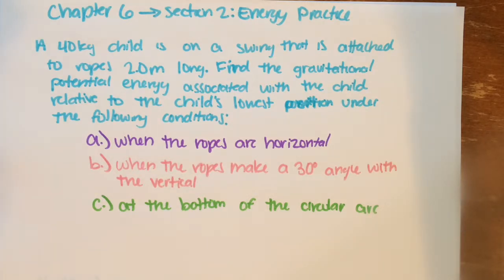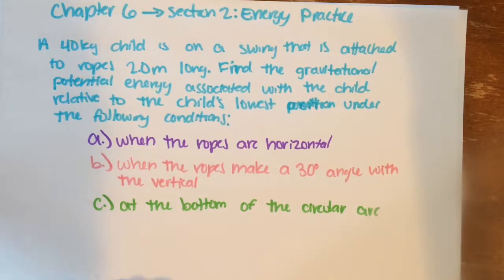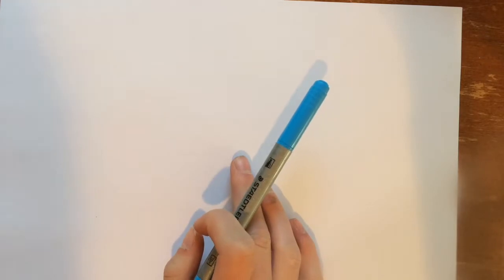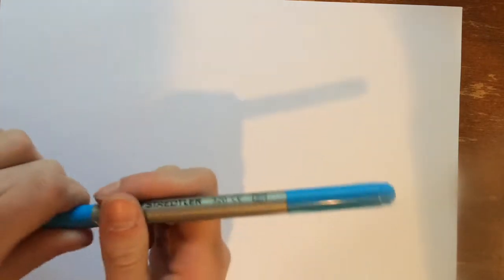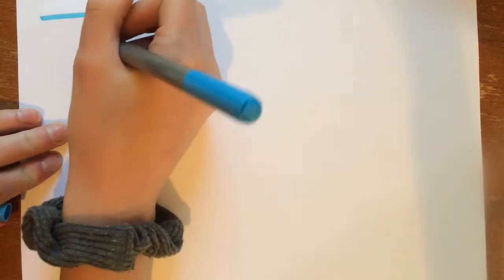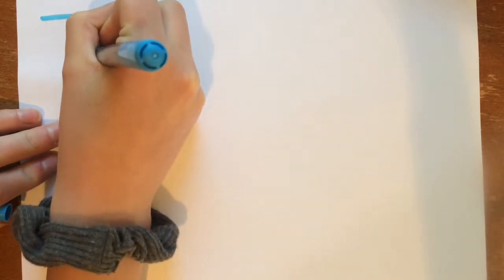B. When the ropes make a 30-degree angle with the vertical. And C. At the bottom of the circular arc. So the first thing you want to do in any problem like this is draw a picture so you can see where everything is and everything that you need to find. This is the top of the swing right here, and we'll have the child hanging down on a 2-meter rope.